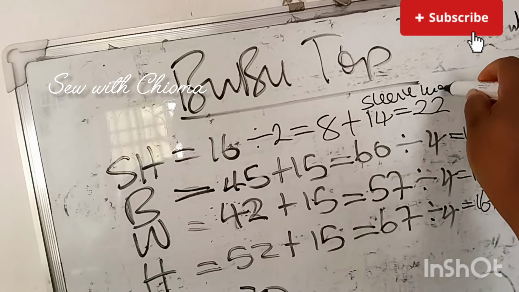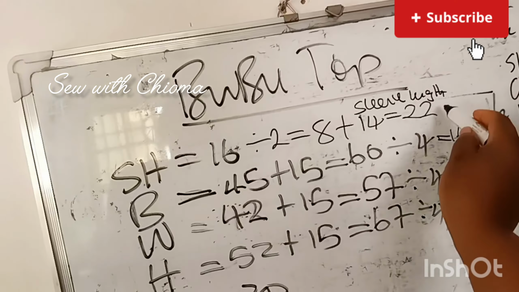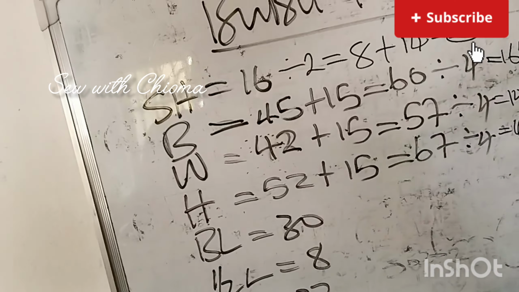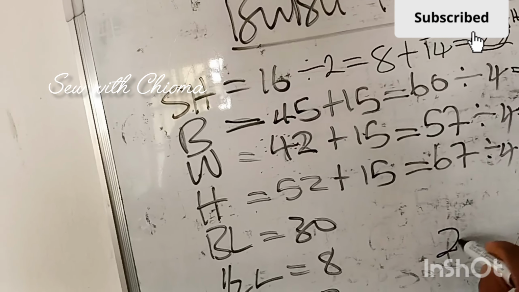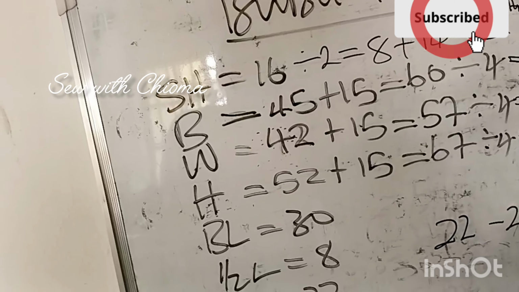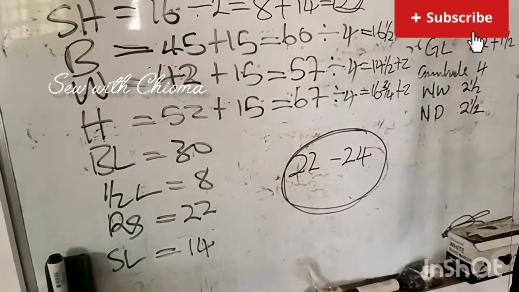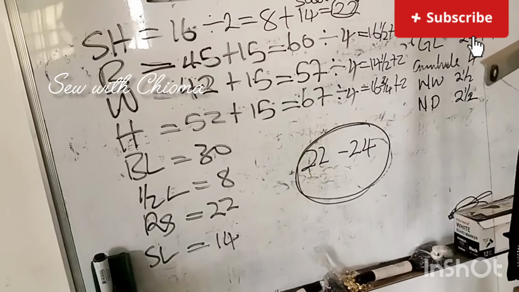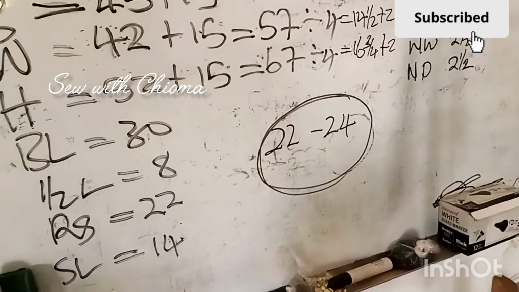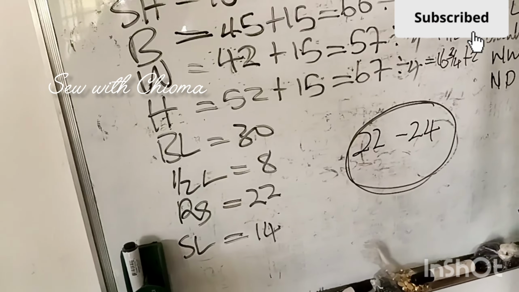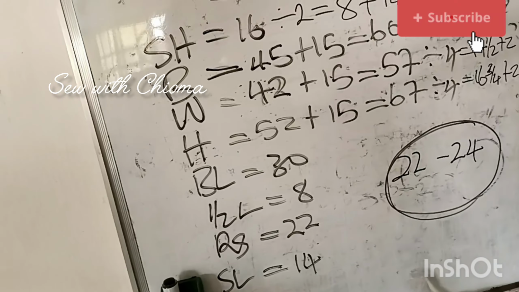So let me just write it out. You can see this, that 14 is the sleeve length. So we are working with 22, or let's say if you have 22 as your calculation, you can either work between 22 to 24. That is what you should fold, not what you should work with. If you want to fold the fabric, this is what you fold, either 22 or 24, whichever one. But it should not go below 22, unless the sleeve length will reduce.